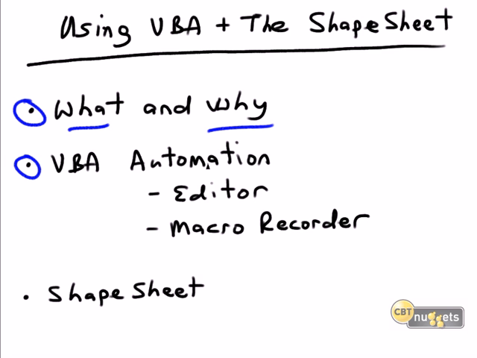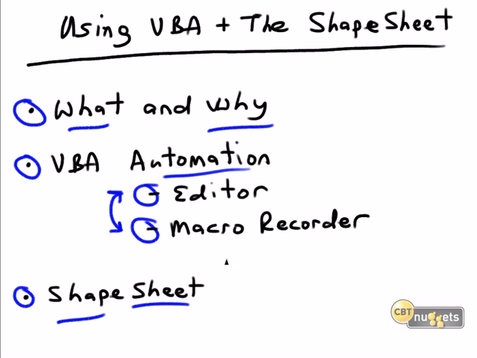We then spent some time in our demo learning how to use VBA to accomplish automation. We worked with both the editor, the raw VBA code, as well as the macro recorder. I also showed you how we can use these approaches together to improve our understanding of the Visio object model. And then finally, we tied in the Shapesheet, that spreadsheet-like interface that describes all metadata possible for a given Visio object. Very interesting stuff here.